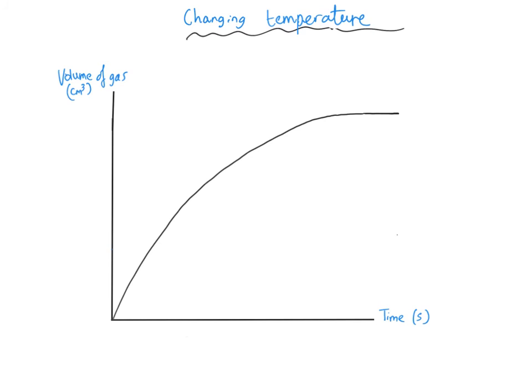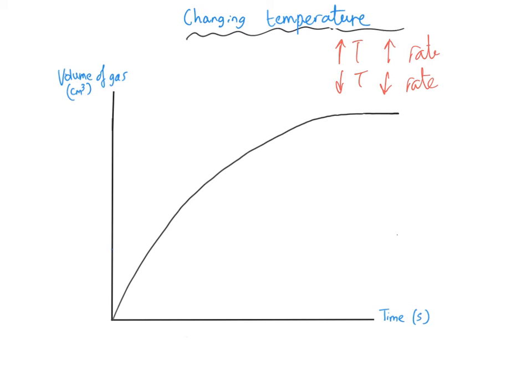Now we've been asked a different question. We've been asked to add a new line to this graph for what would happen if we changed the temperature. Now, as we know from the previous video, temperature affects rate of reaction. If we increase the temperature, we will increase the rate, and if we decrease the temperature, we will decrease the rate. So that's a nice, easy relationship on here.